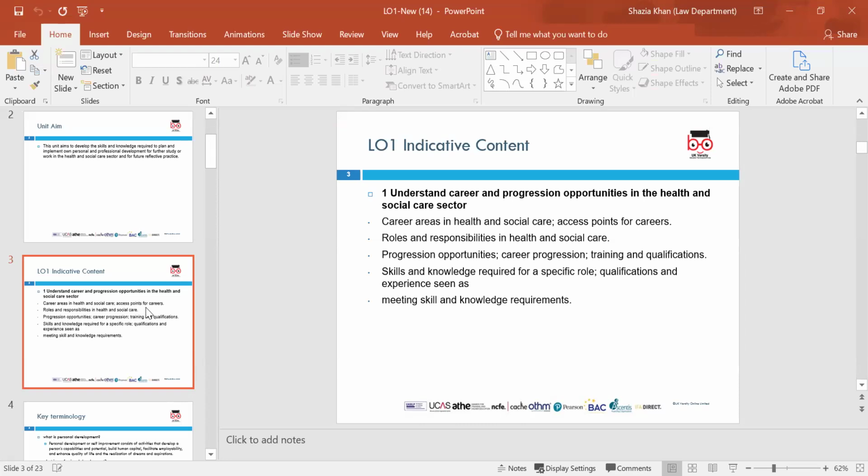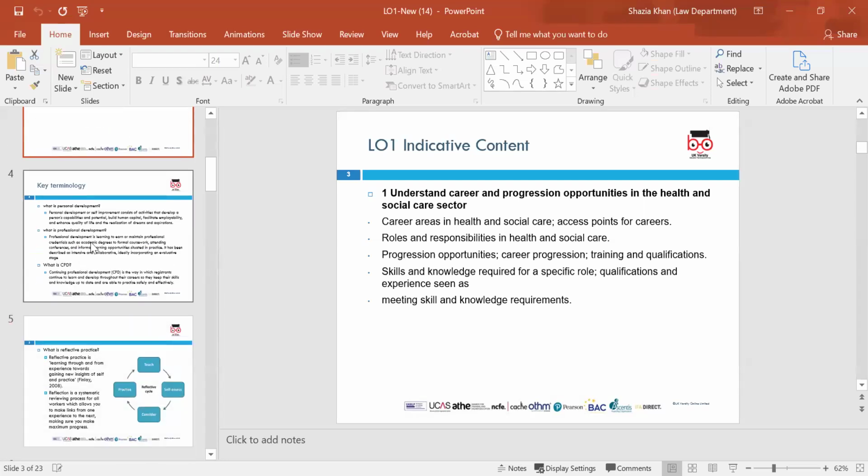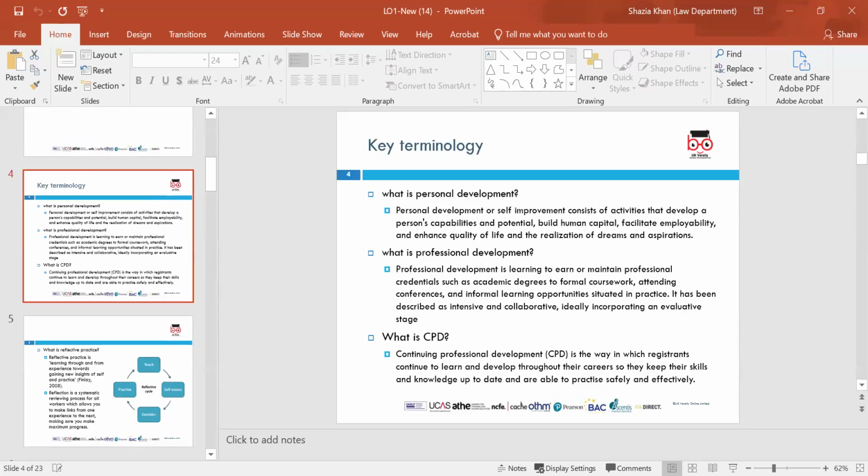For becoming a nurse, do you need a degree? Would you need an academic qualification, like a degree, if you wanted to become a nurse? If you wanted to become a doctor, you'd need academic skills and academic qualifications as well. And we look at meeting skills and knowledge requirements, and key terminology when we look at what personal development is.